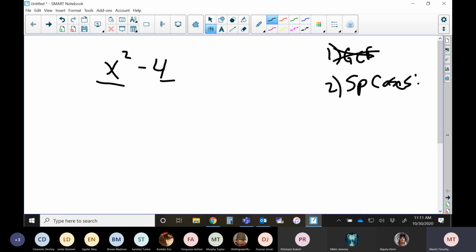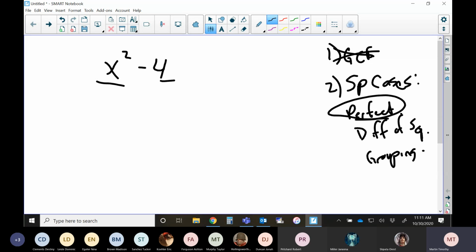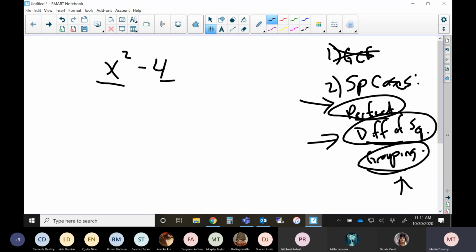Anyways, the special cases you're supposed to remember are perfect squares, difference of squares, and grouping. These were the special cases. And I told you each way you're supposed to know it. There's a way that you tell if something is a perfect square, there's a way you tell if it's a difference of squares, and there's a way you can tell if it's grouping. Grouping has to have 4 terms. Perfect squares only have 3 terms, and difference of squares only have 2.